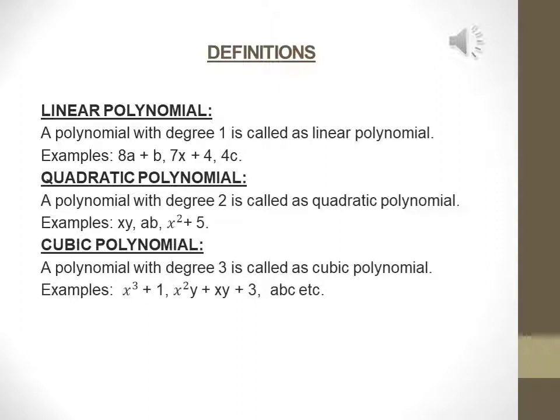Next one is quadratic polynomial. A polynomial which has degree 2 is called a quadratic polynomial. Examples are xy, ab, x square plus 5. Third one is cubic polynomial. A polynomial with degree 3 is called a cubic polynomial. For example, x cube plus 1, x square y plus xy plus 3, abc, etc.